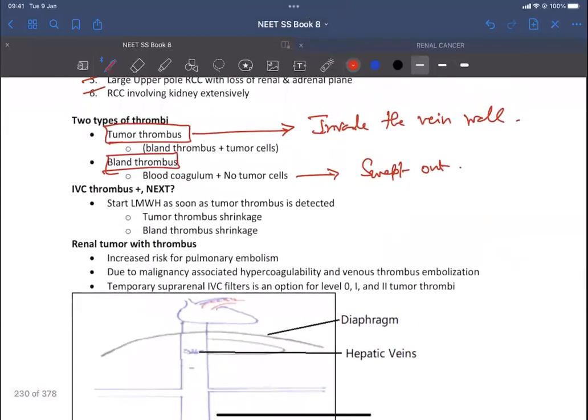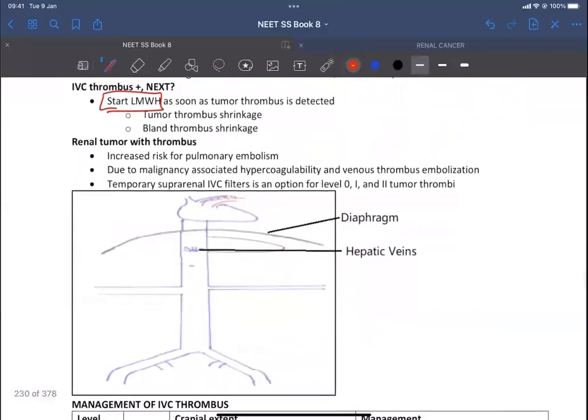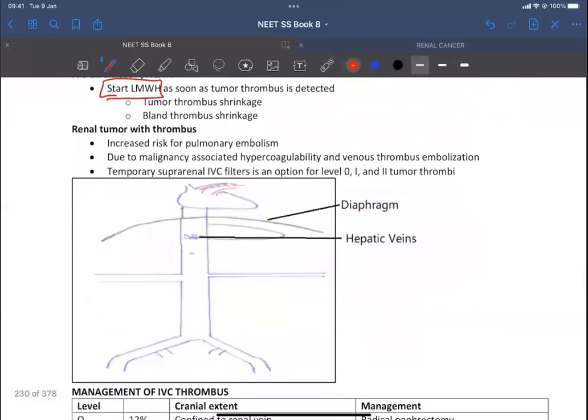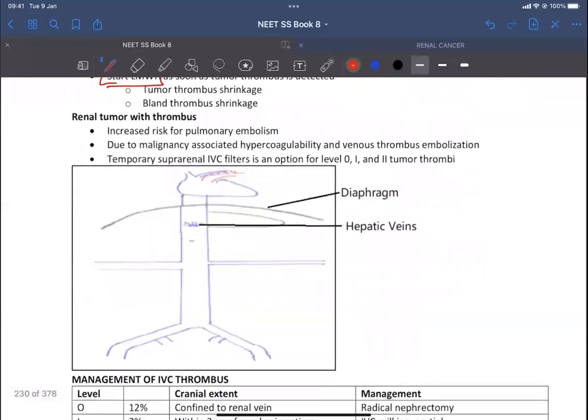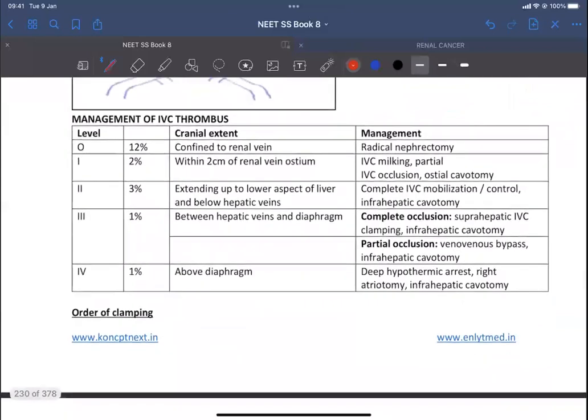How do you manage? If you know that someone's got an IVC thrombus, yes, you need to start them on some anticoagulation. You can use temporary suprarenal IVC filters, but most commonly, early surgery is what you need to do for these patients.